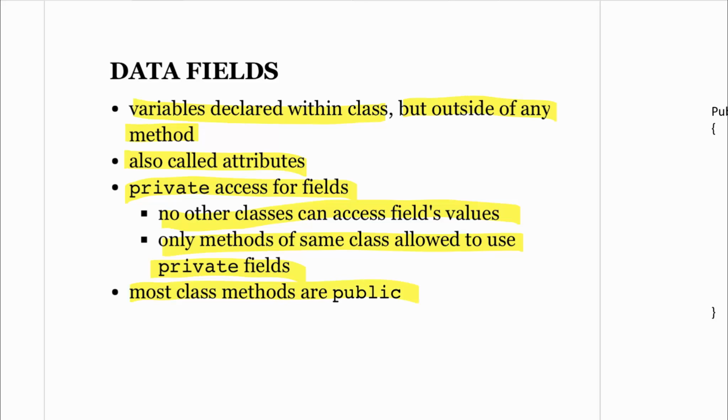Most class methods are public. So you'll see in examples maybe later on where there are some methods that are actually private, but attributes or data fields for the most part will always be private. So what that means is just that they cannot be accessed outside of the class that they're declared in, and you can use them in different methods in the same class in which they're declared in. So that's just an overview of what an attribute is.